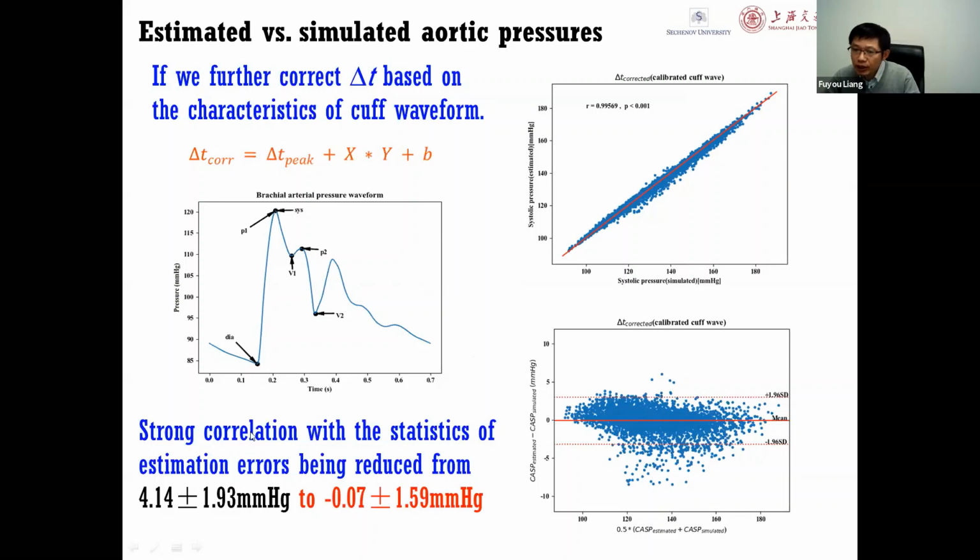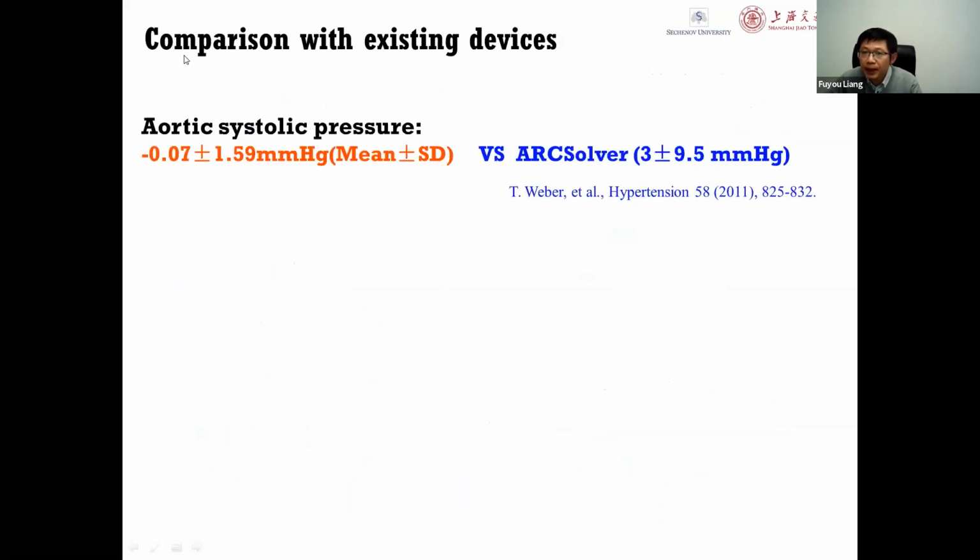Now the correlation between the estimated and the real aortic systolic pressure is still very strong, right? Close to 1. But now the estimated errors have been reduced to about 0. I mean, the mean value is close to 0, which is good actually.